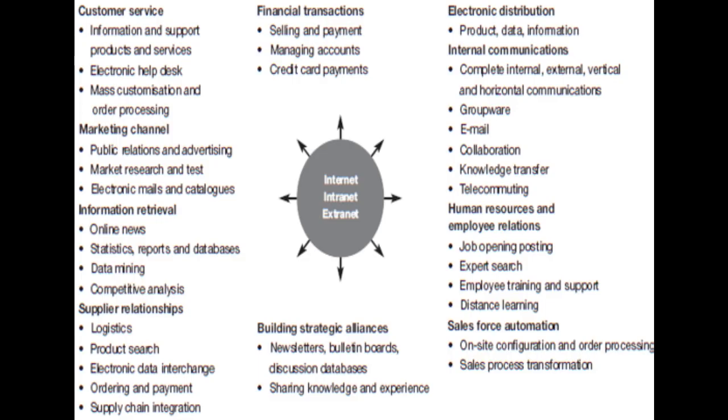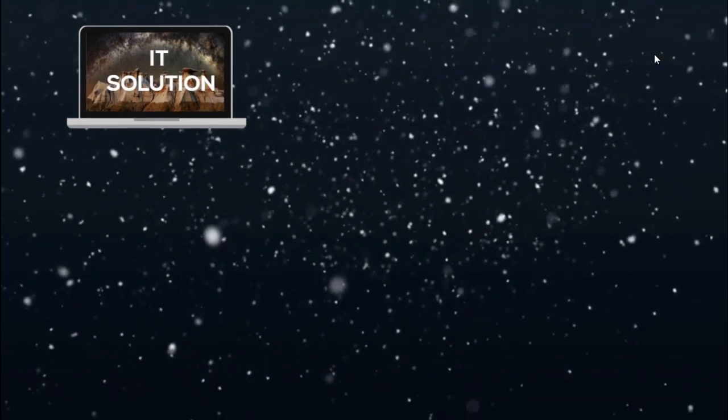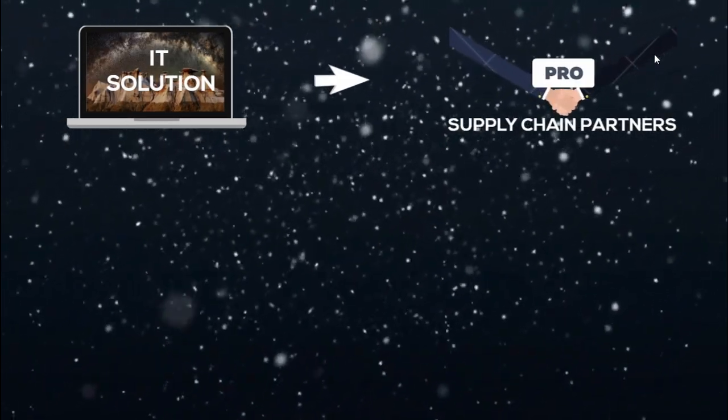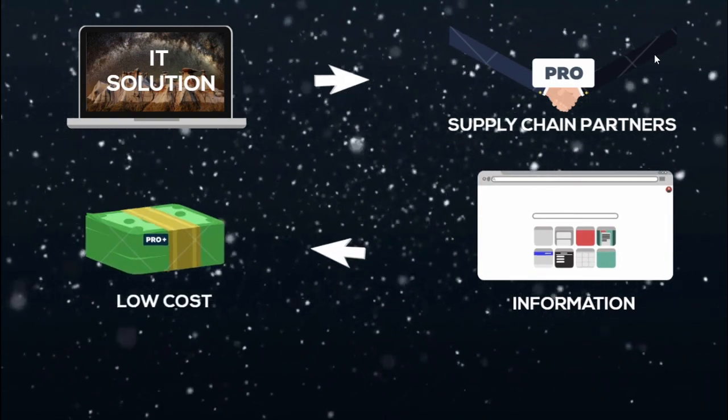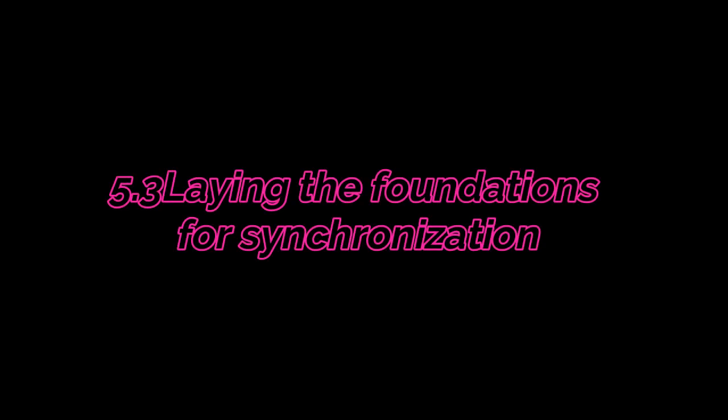Take a look at Figure 5.1. There are 11 areas of Internet application in the supply chain. The 11 areas are customer service, marketing channel, information retrieval, supplier relationships, financial transactions, building strategic alliances, electronic distribution, internal communications, human resources and employee relations, and the last is sales force automation. Overall, the IT solutions now exist to enable supply chain partners to share information easily and at relatively low cost. The third subtopic is 5.3, laying the foundation for synchronization.